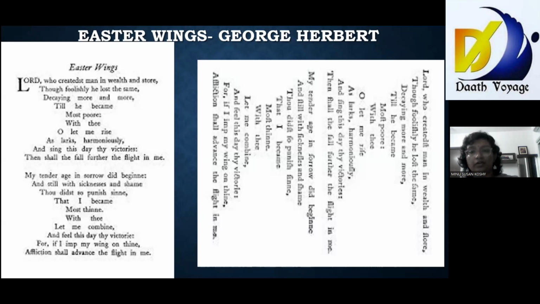The poem is given on the left side. If you rotate the text a bit, you get the image on the right side. If you look from a little far away, it resembles wings. So it is about Easter wings.